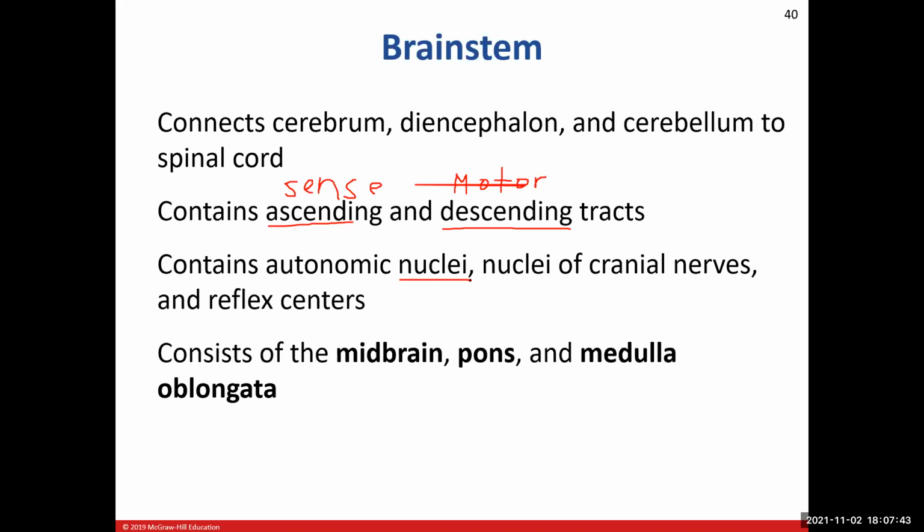So we break down the brainstem into 3 regions. We have the midbrain, which is the superior most part of the brainstem, the pons, and the medulla oblongata, which is the most inferior portion of the brainstem. The medulla oblongata eventually becomes contiguous with the spinal cord.